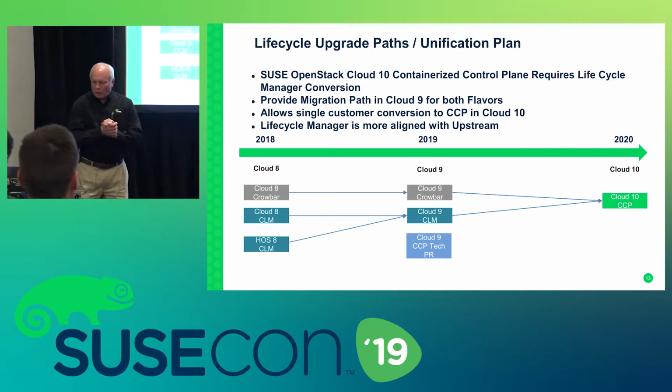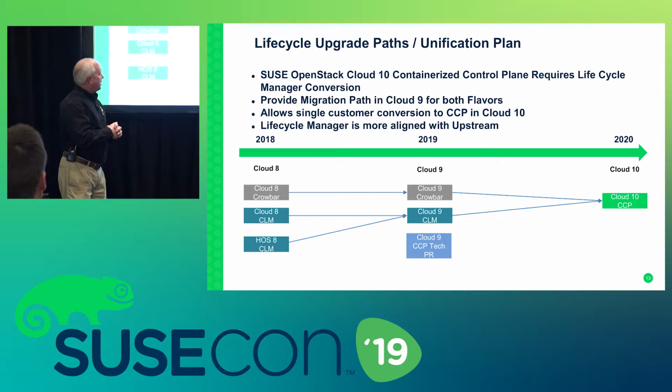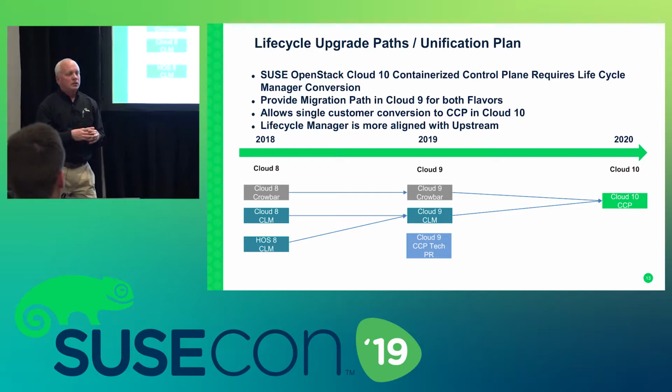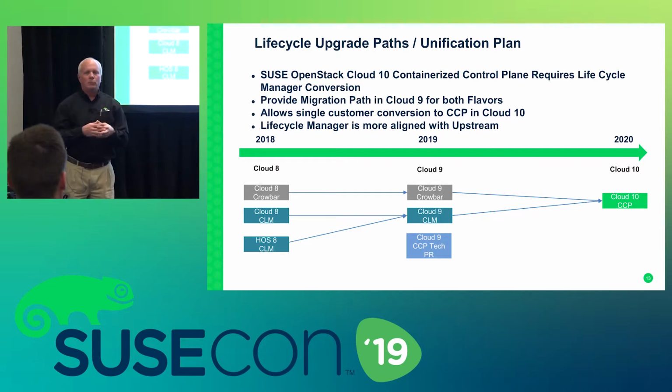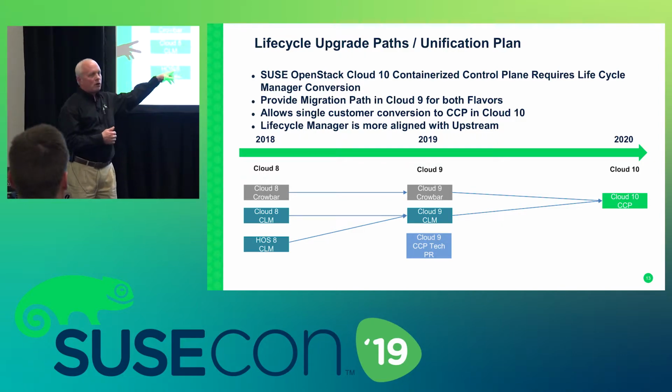So part of our plans are upgrading to Cloud 10. We want to get to a single Lifecycle Manager. So as we go forward, we're going to be depending on Airship to be our single Lifecycle Manager. So we're providing a Crowbar to Crowbar upgrade and a CLM to CLM upgrade, and also a Helion 8 to a Cloud 9 upgrade. And then we're going to converge on the containerized OpenStack in Cloud 10.